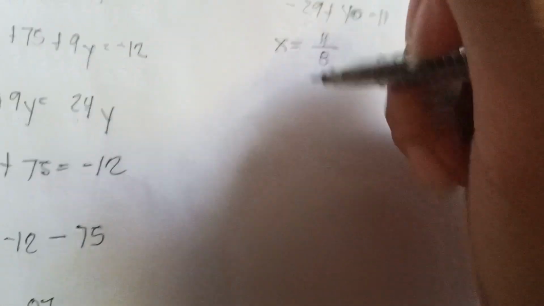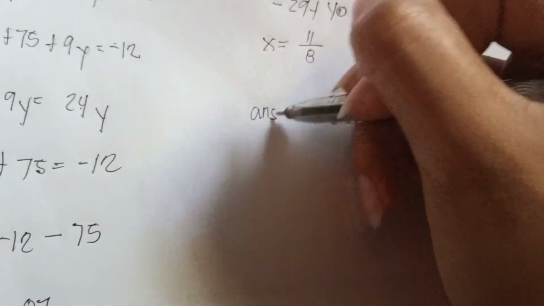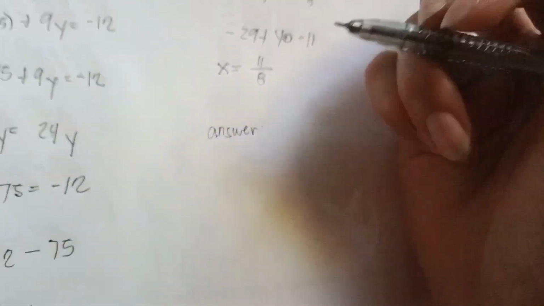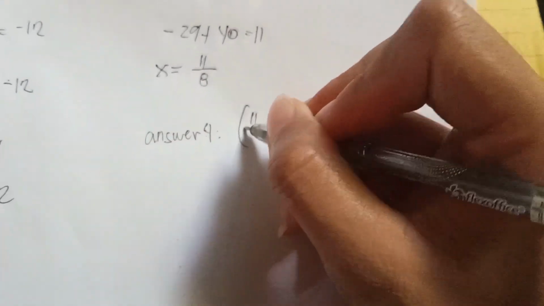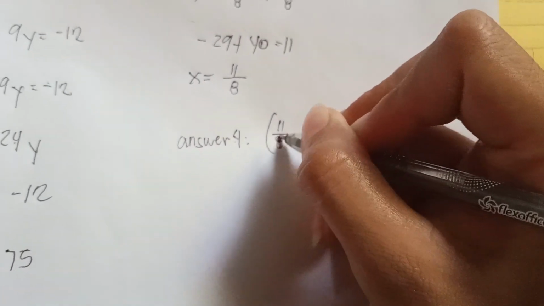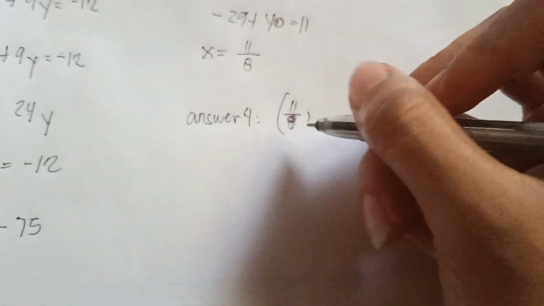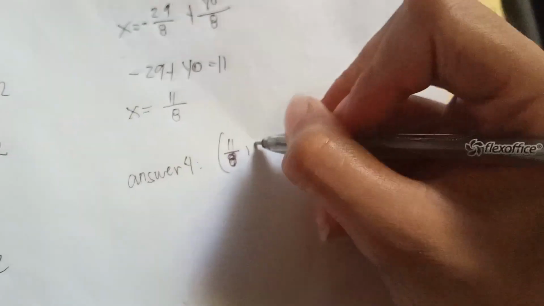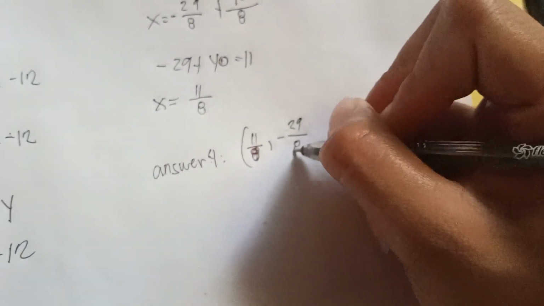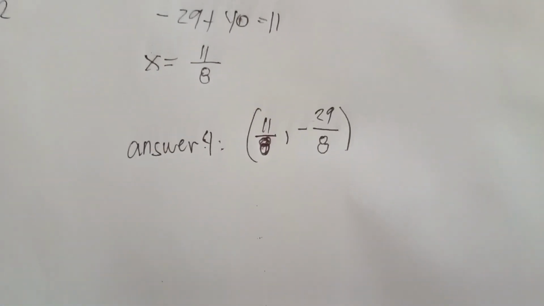And for our final answer for the whole equation, answer number 4 is x equals 11 over 8 and y equals negative 29 over 8. That is our final answer.